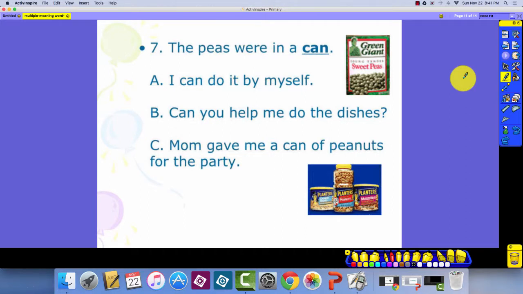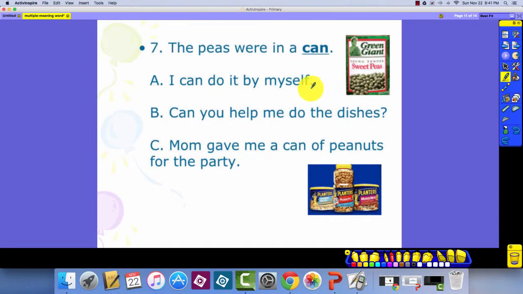The peas were in a can, okay? So can here, it means they're not talking if you can do something or if you can't do something. They're talking about an actual can, a container that you would put things in. So let's see which sentence uses can in the same way, okay?